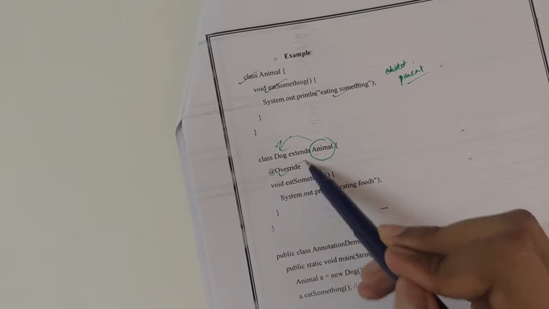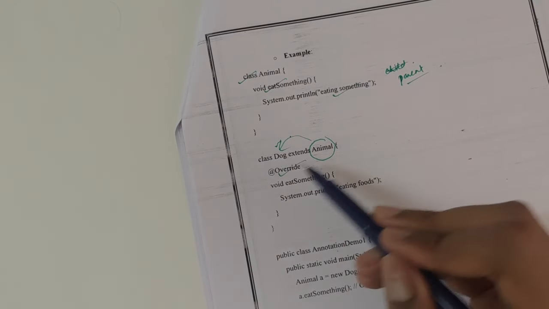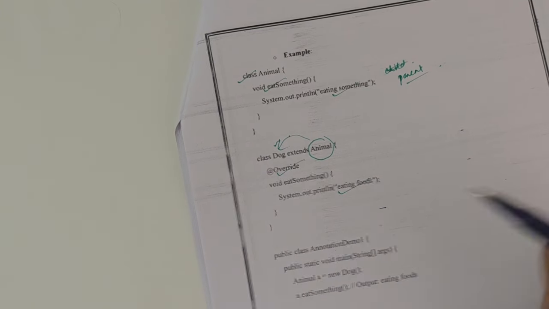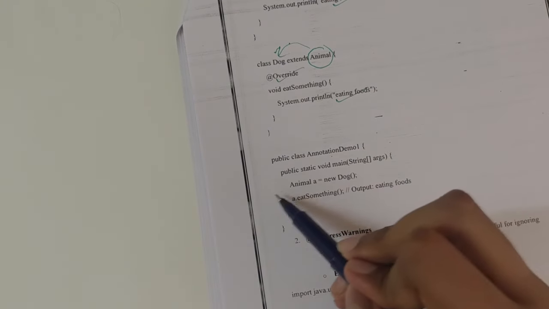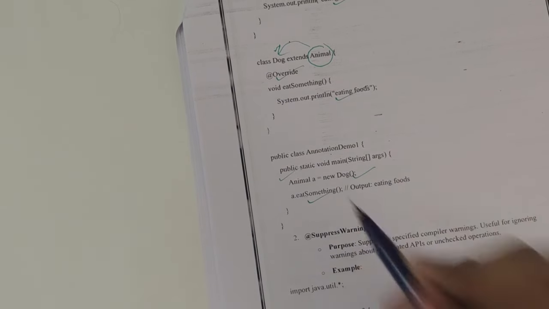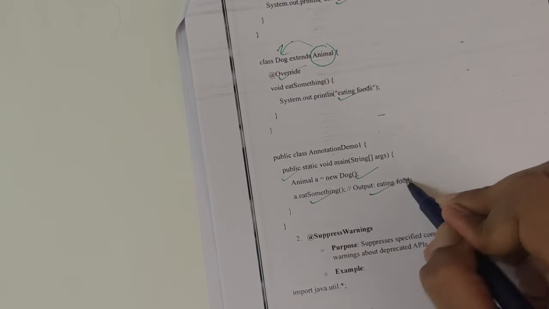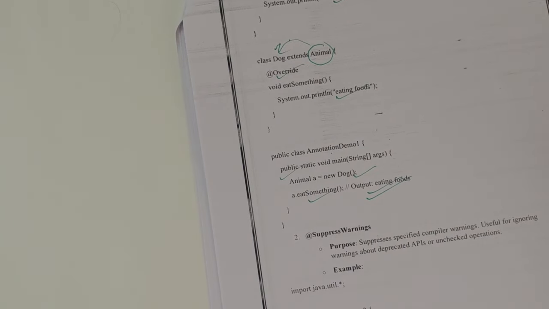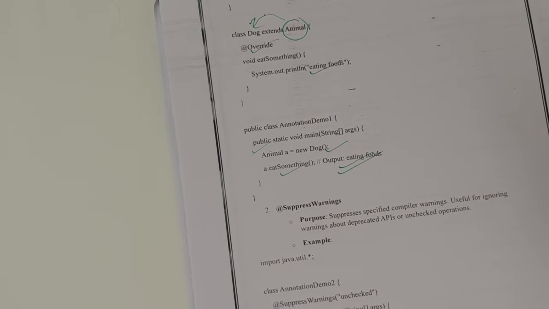Again, what we are doing is overriding. Inside we have one more method, eating foods. Then we have a main function. In the main function, Animal a equal to new Dog, a.eat(). So what will it output? Eating foods.